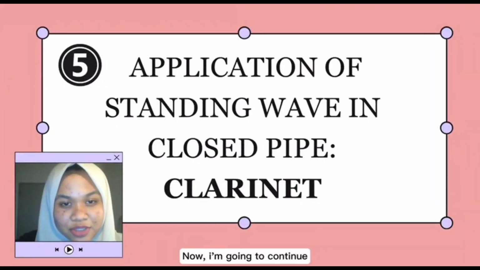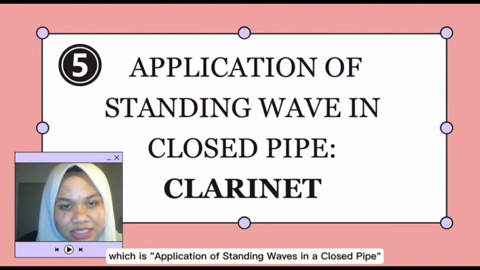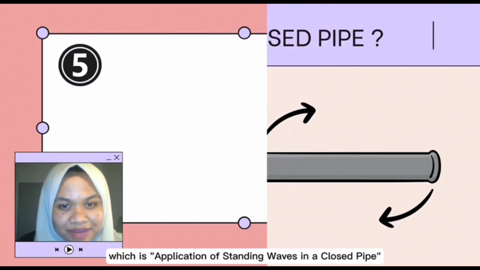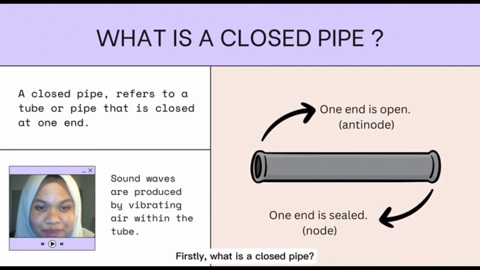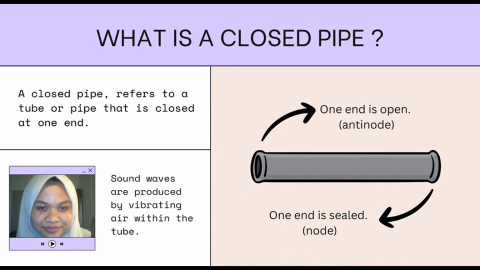Now I'm going to continue the presentation by explaining the next topic, which is the application of standing waves in a closed pipe. Firstly, what is a closed pipe? A closed pipe, as you can see in the pictures, refers to a tube or pipe that is closed at one end. Closed pipes are important in understanding the physics of sound formation and the production of standing waves.